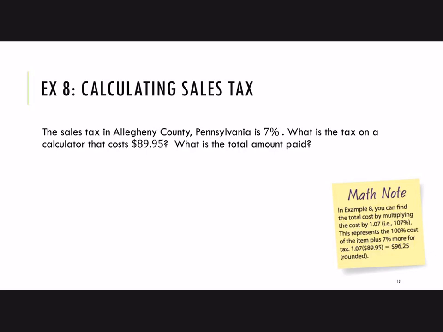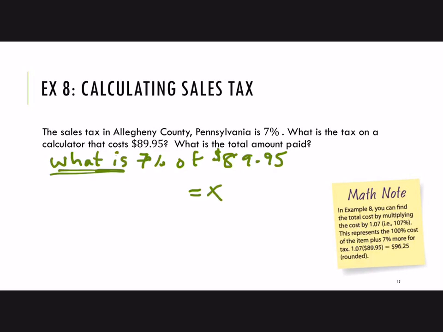All right, so let's find the tax first. We need to know what is 7% of 89.95. Okay, so as an equation, we don't know the answer, the "is" part, the portion. Tax is the portion. I do know the percentage, I'll make that a decimal, 0.07. And then I do know the total, what I'm taking a percentage of, 89.95.